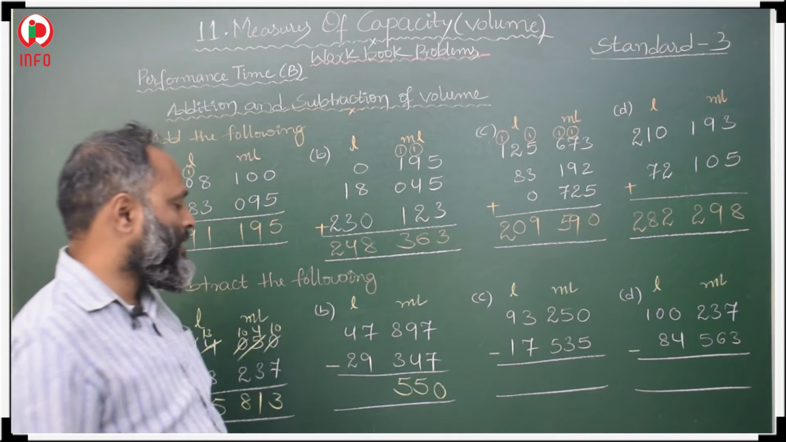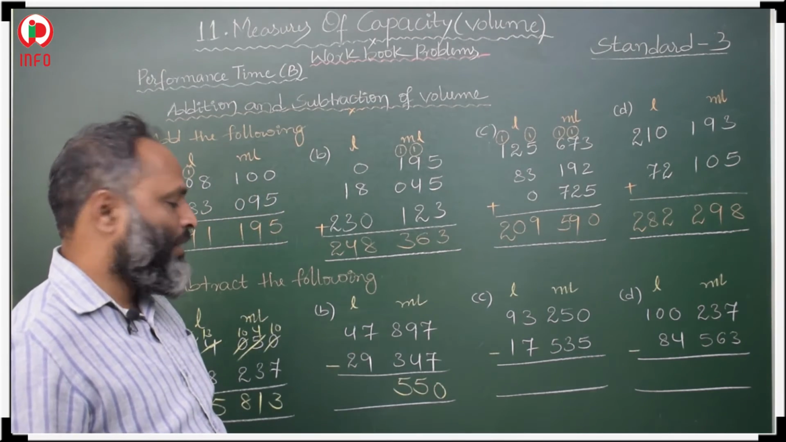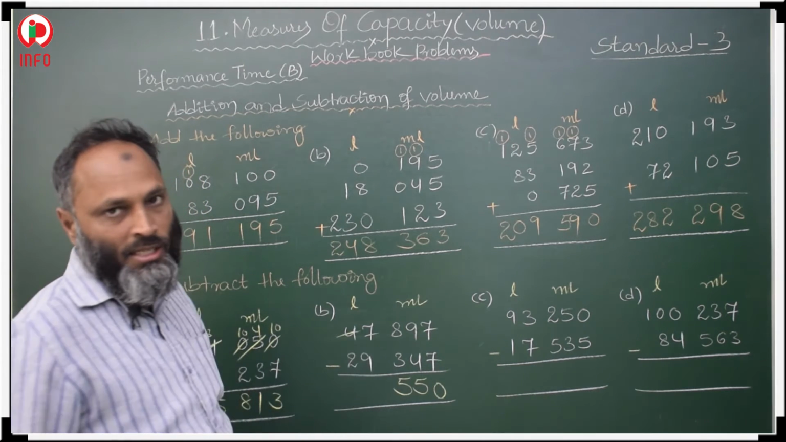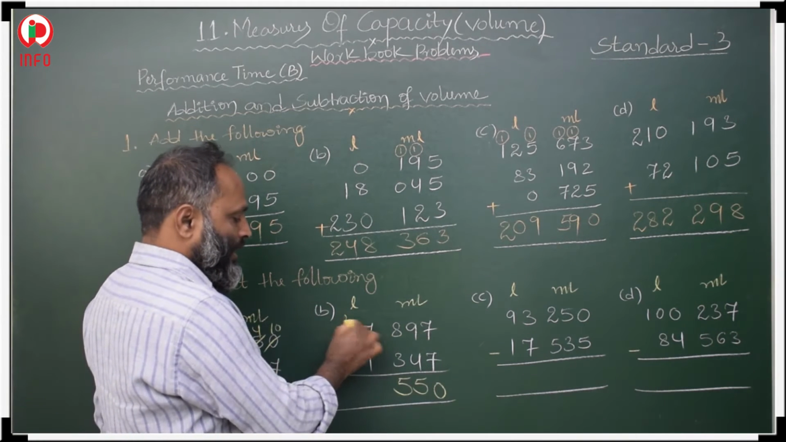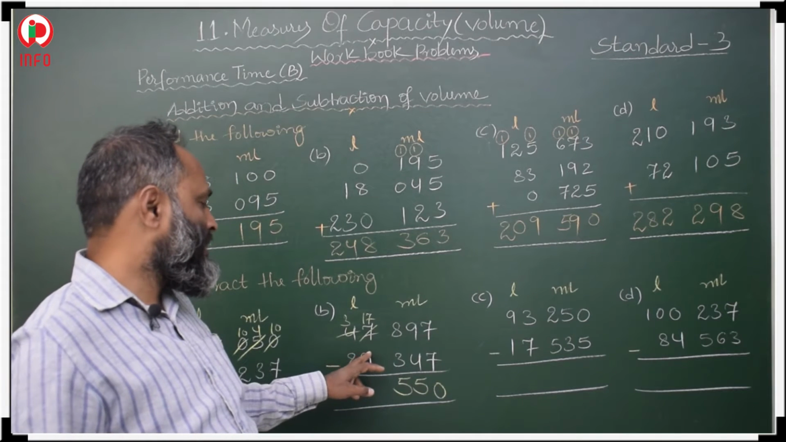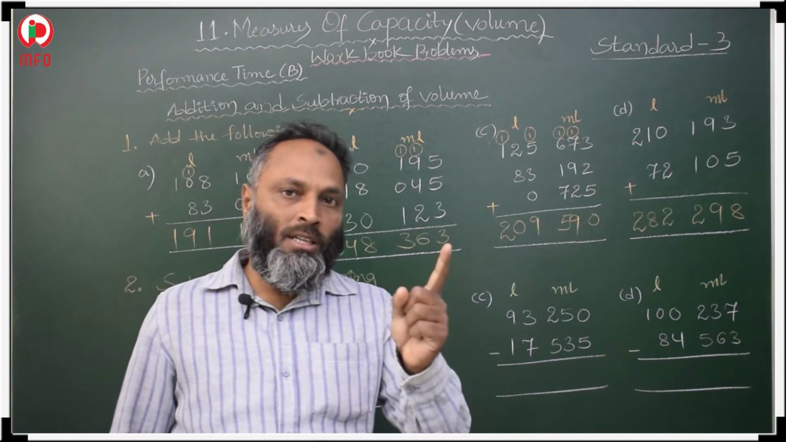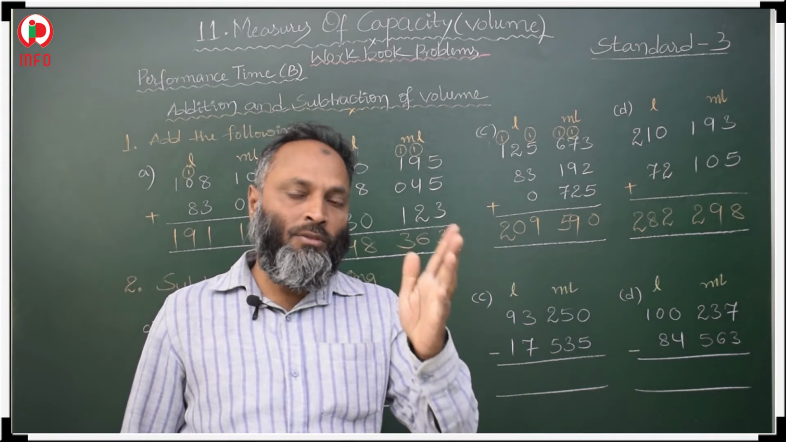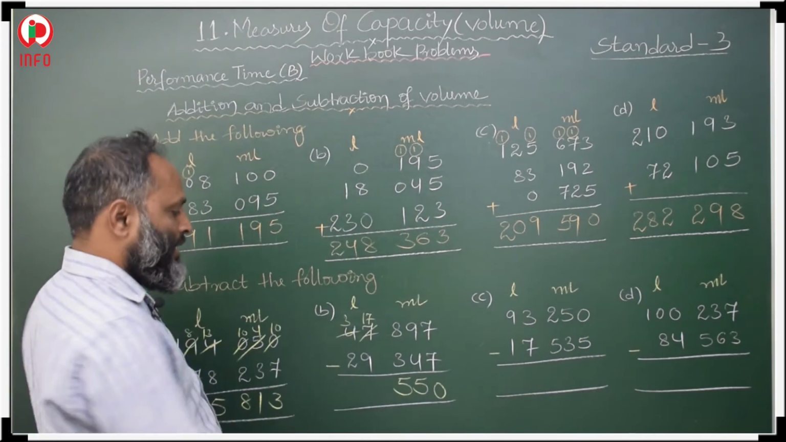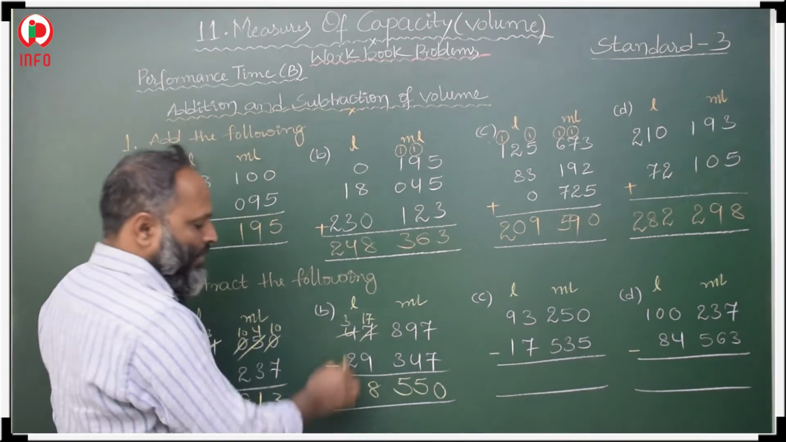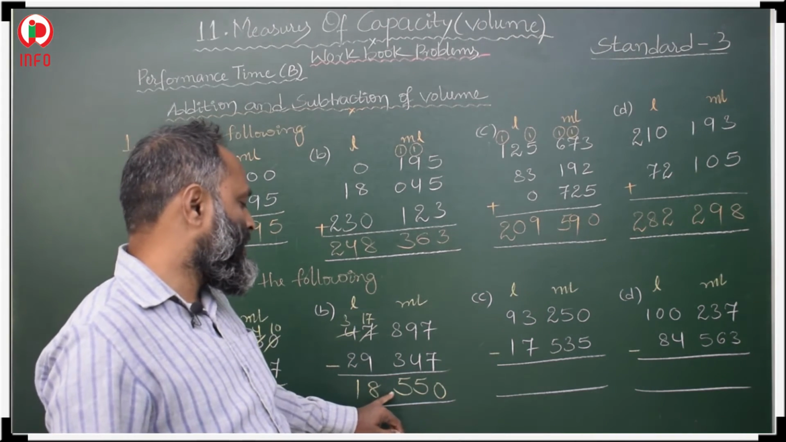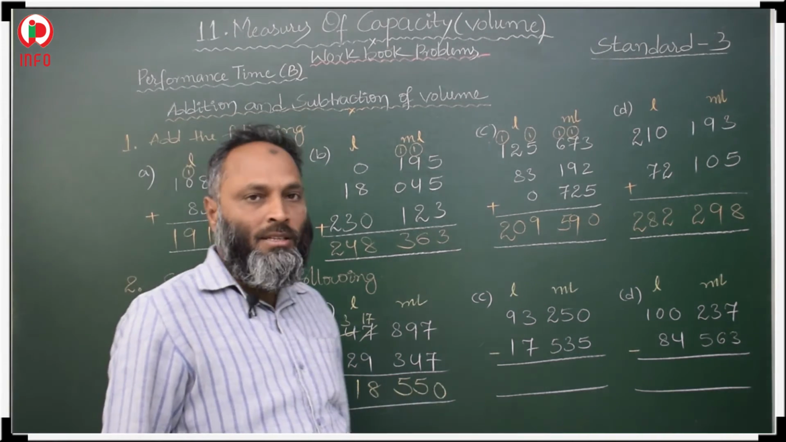550 milliliters. 7 minus 9 we cannot subtract, bigger minus smaller. So borrow from the next digit. So here you will get 3 and you will get 17 here. 17 minus 9 means 9 to 17 we have to count: 10, 11, 12, 13, 14, 15, 16, 17. It is 8. Now 3 minus 2, the consecutive number difference is 1. It means 18 liters, 150 milliliters.